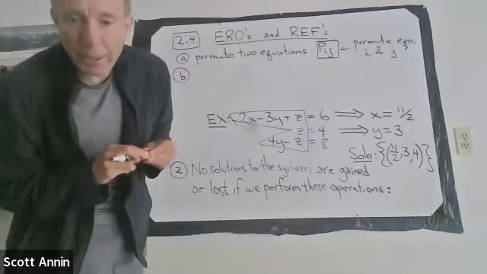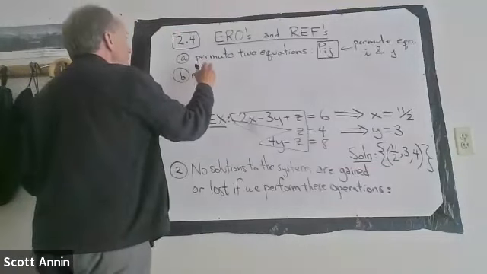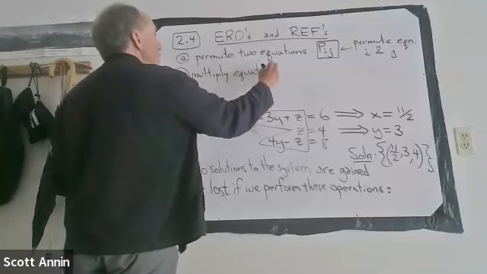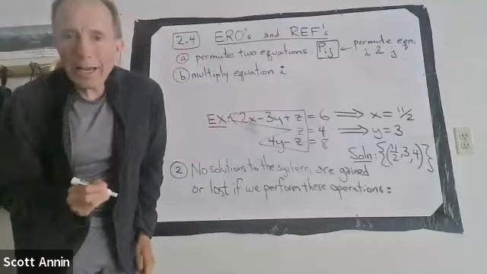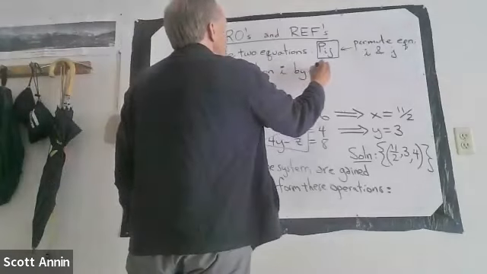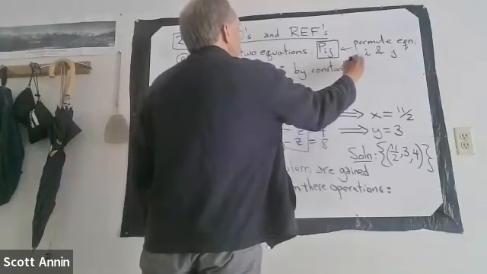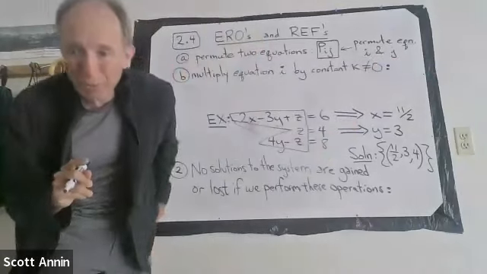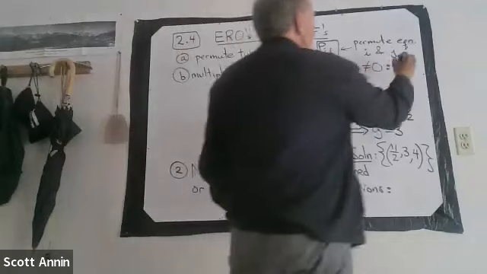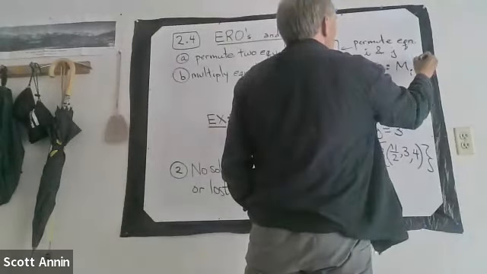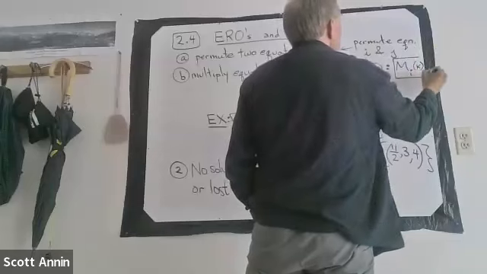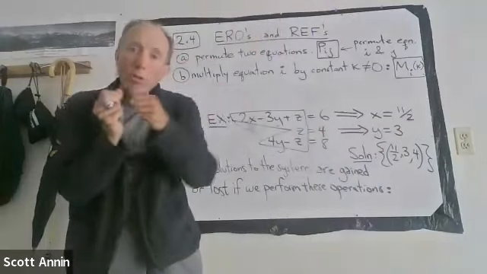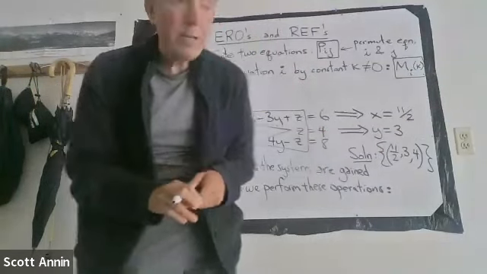Okay, another thing that we can do is we can multiply a particular equation. Let me say it's equation i again. Multiply equation i by a constant, and I'm going to call that constant k, and k should be not 0. That's the only rule about it here. k has to be not 0. So I'm going to write that as M sub i of k. It means I'm going to multiply the ith equation by k.